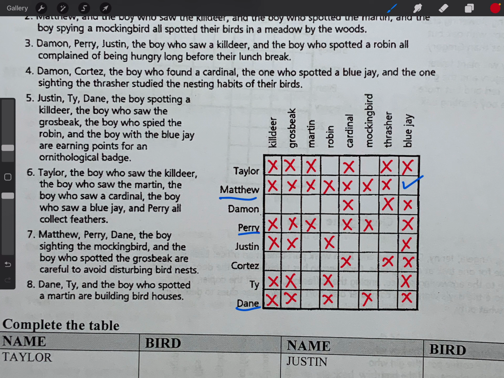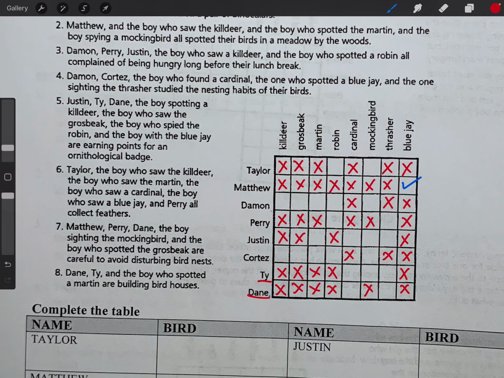Careful not to disturb the bird's nest. Okay, next one. Not enough information yet. Next one says Dane, Ty. Okay, so Dane and Ty. And the boy who spotted a marten, so they can't be the one who spotted the marten. Now hopefully we got some information in that we can tick. I can't see anything yet. Must have missed something.